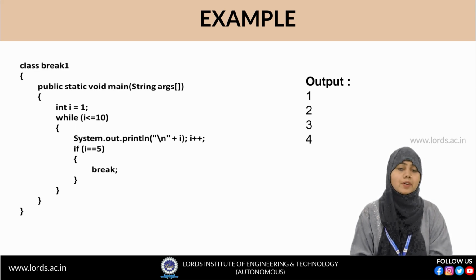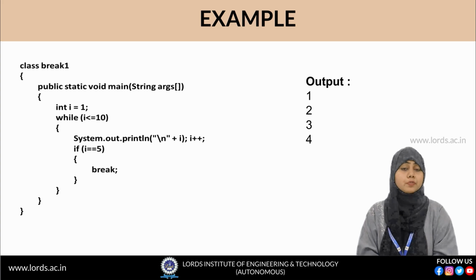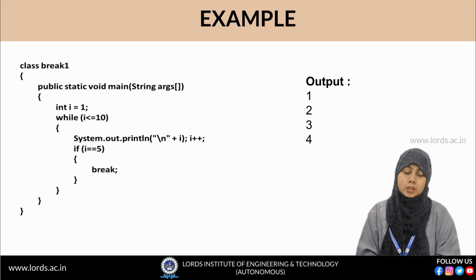Okay, so what would be the final output? We are getting the values from 1 to 4. The moment the I value reaches 5, it will break the loop. Okay, it will terminate the loop. So that is the one jump statement we have seen.